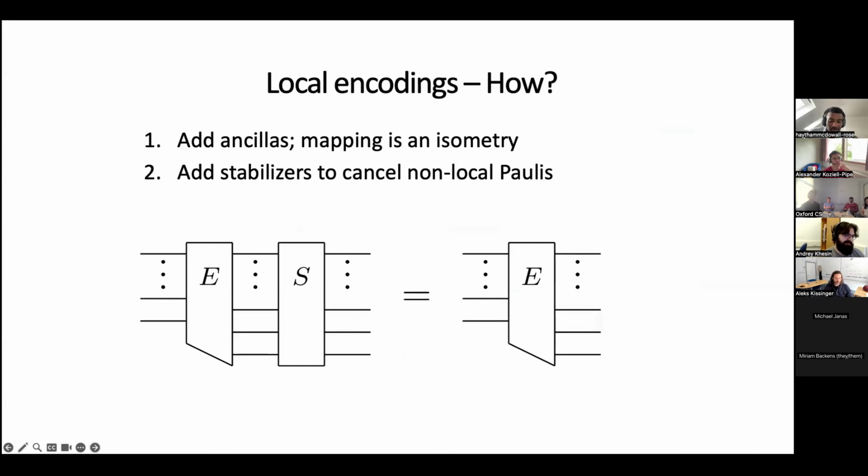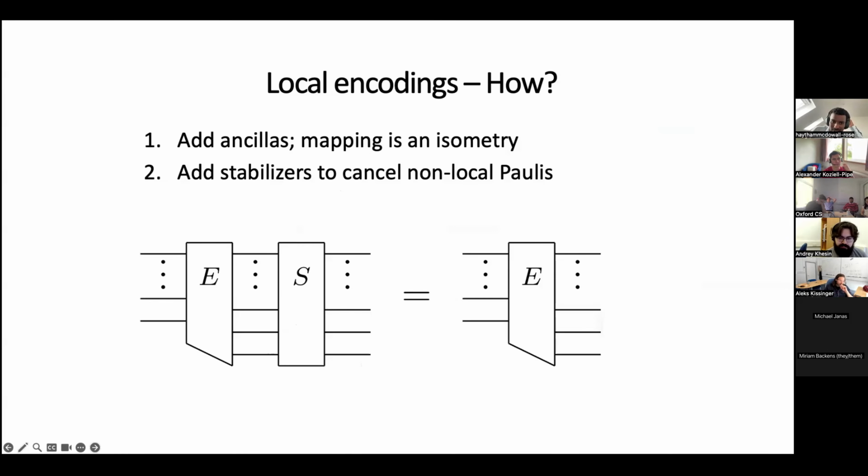A stabilizer is a qubit operator where, when you do it after the encoder, it doesn't do anything to your encoded stuff. It vanishes. It's like a ghost. It passes straight through. And these will be useful. We hope that our stabilizers can be used to cancel out some of the Z's for our encoders.